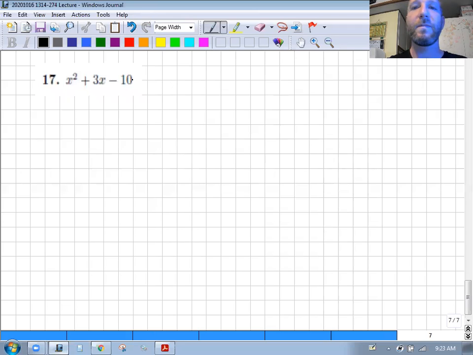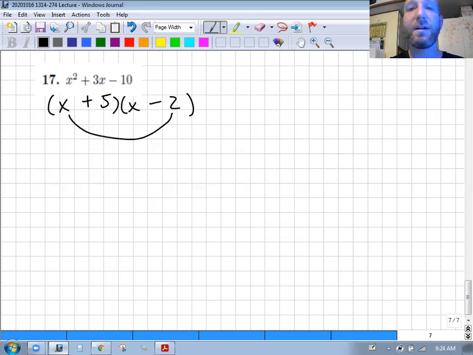This one, we can look at a 5 and a 2, right? 5 times 2 gives us 10, and 5 minus 2 is 3. So if we have our x and our x, and a 5 and a 2, we need to get a negative 10, so one of these has to be negative and one has to be positive. Since we want a positive 3x, we need to make the 5 positive and the 2 negative. So we get a negative 2x and a positive 5x that are going to give us a 3x here.